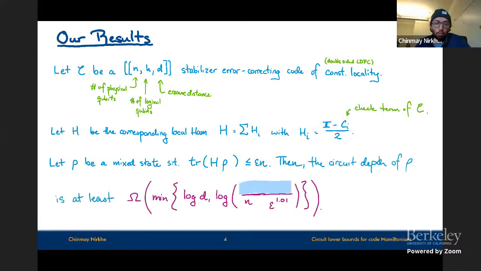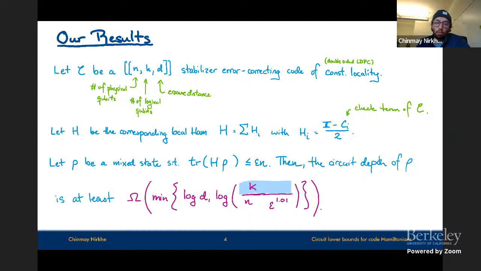And what exactly do we prove? We prove the following result. The minimum depth is at least the min of log d and log of something, I'll say in a second, divided by n times a small factor of epsilon. And what's very interesting about our result is one would assume that the number that should go in this blue spot here is d, the distance of the code. Distance would probably suggest what gives the complexity. But what we actually show is that you can prove it with k.